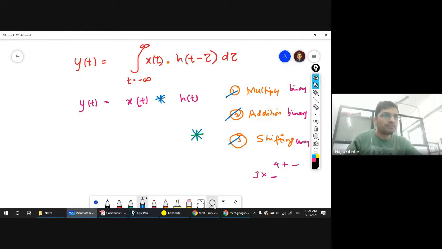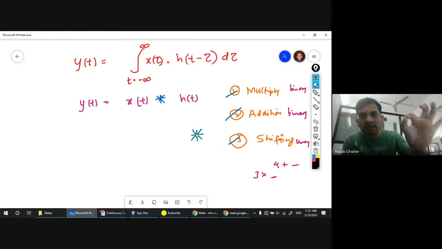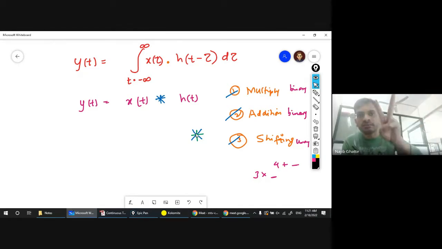Okay. Now, this is the first thing which I want you to be aware of. Whenever a question of convolution comes into consideration, the examiner must give you two signals, x of t and h of t. You must have both the signals.